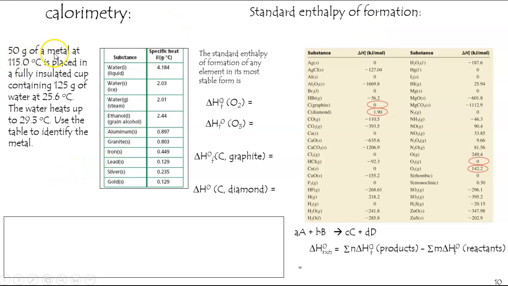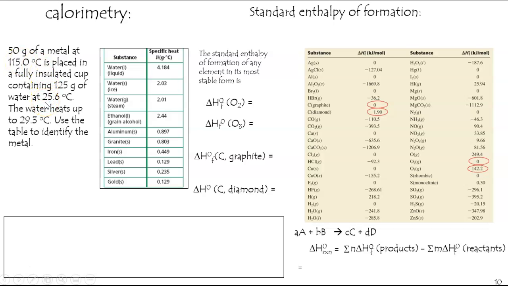You got 50 grams of a metal, it's at 115 degrees Celsius. So maybe they placed it in some hot oil at 115 degrees C until that rock turned to that temperature. Then they stuck it in a fully insulated cup, sometimes known as a cheap calorimeter, and that has 125 grams of water in it at 25 degrees Celsius. So you're taking a very hot rock and you're putting it in water.